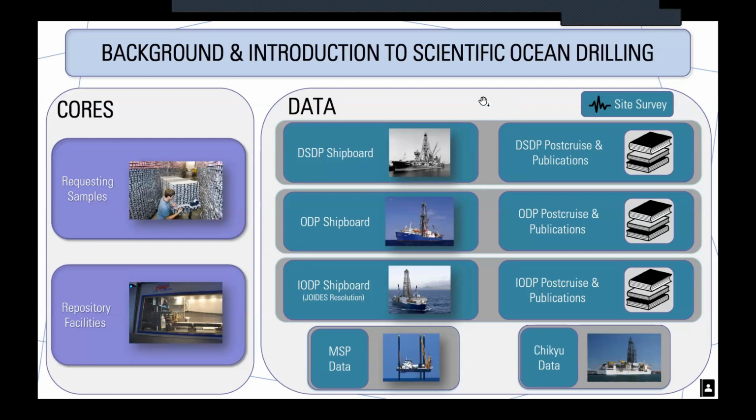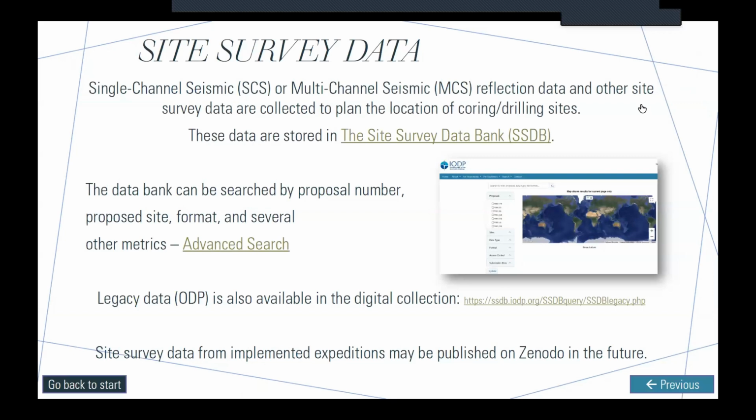So in terms of data, I'll start kind of at the beginning. We've mentioned site survey data here a couple of times now, so I'll go in there. In IODP currently, before any site is drilled, you need site survey data to drill there. And so for all of the recent expeditions, that data is stored in the site survey database. This is based at Scripps right now. So we're hopeful that maybe in the future it's going to be published into Zenodo, which is an open, FAIR database. But for right now, it is still available through the Scripps data bank there.